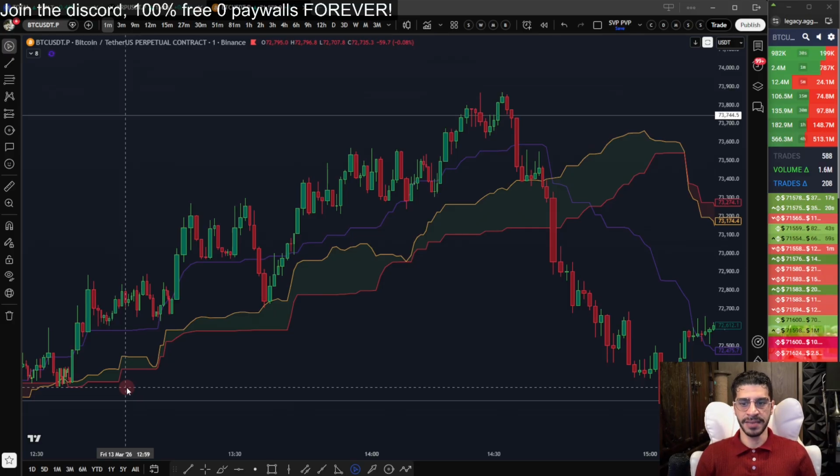And one of the things about the Ichi is it develops. So the Ichi on the 1 minute will develop into the Ichi on the 3 minute.